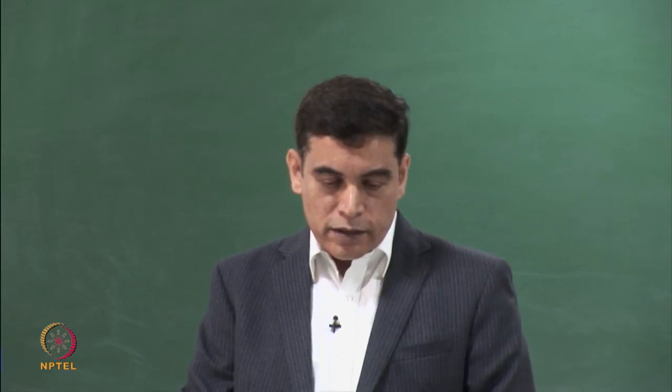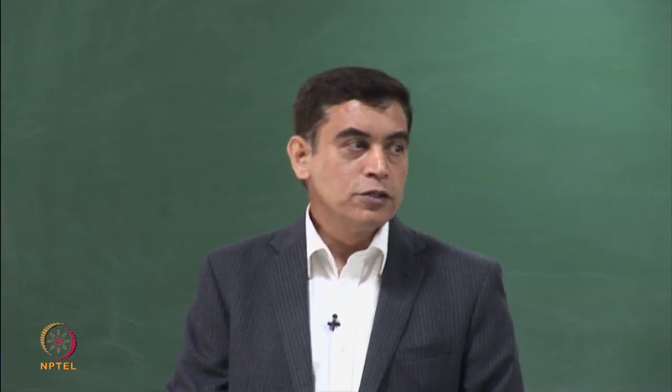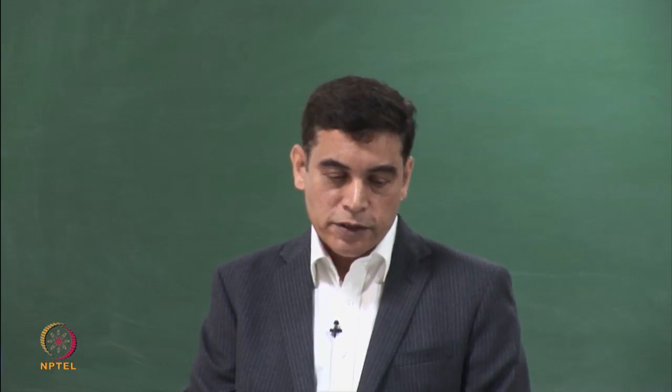So heat exchanger delta T we have discussed. Pressure drops. So pressure drops are going to happen. Compressor, suction and discharge valves, piping, heat exchanger tubes, circuiting that we do, all that is going to have a penalty, and that's going to lead to inefficiencies.